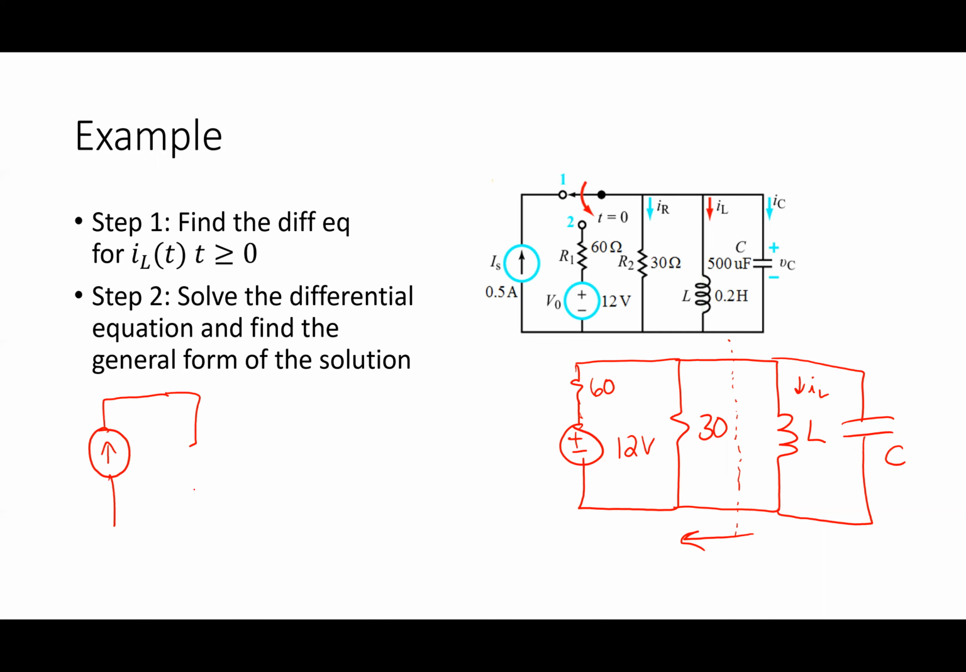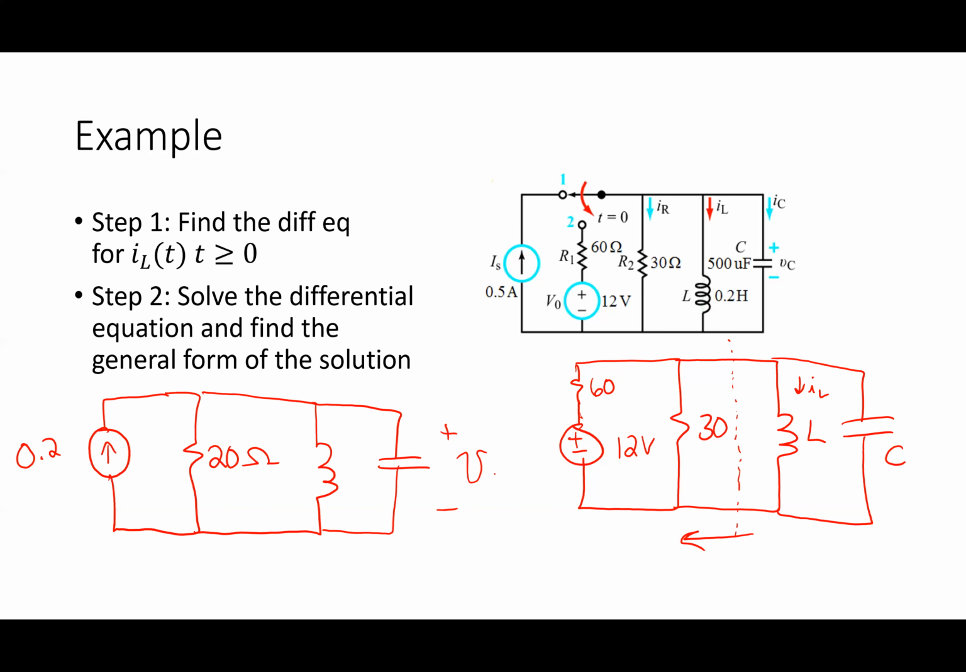If you want to know how to do it, it works out to be 0.2 amps and 20 ohms. If you're not sure how to do that, go back to the lecture video from last time, where we derived it. If you're still not sure, then ask. But all right, here's our simplified system.